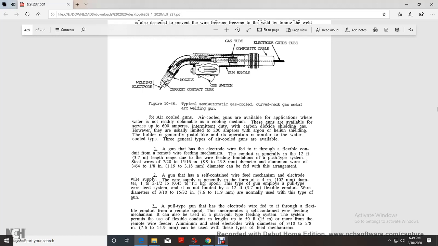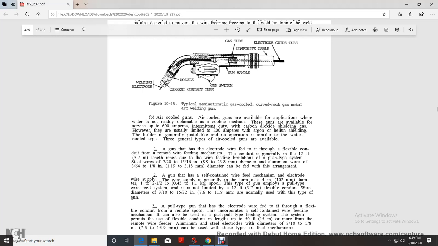Three general types of air-cooled guns are available. One, a gun that has electric wire feed through a flexible conduit with a remote wire feeding mechanism. The conduit is generally 12 feet in length, with the wire feeding limitations of the push-type system. Steel wires of 7/20 to 5/16 of an inch diameter, and aluminum wire with a 3/64 to 1/8 of an inch diameter, can be fed with this arrangement.